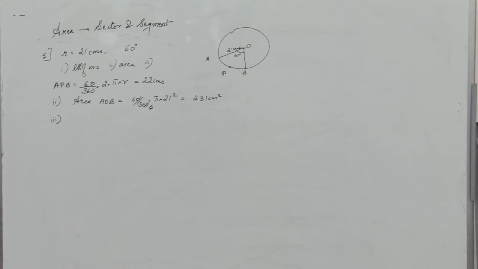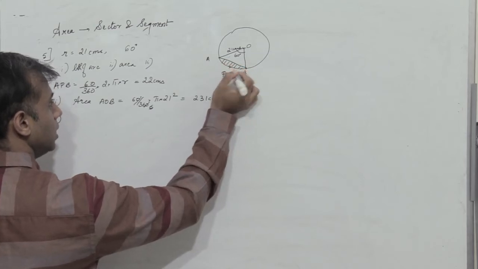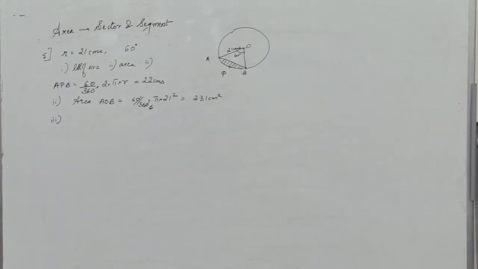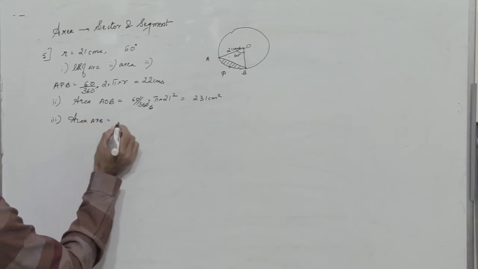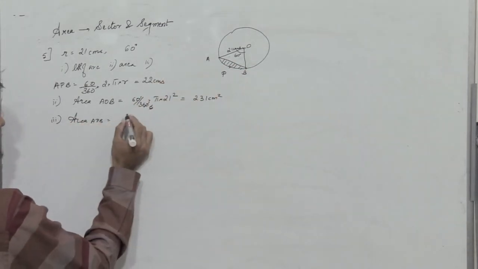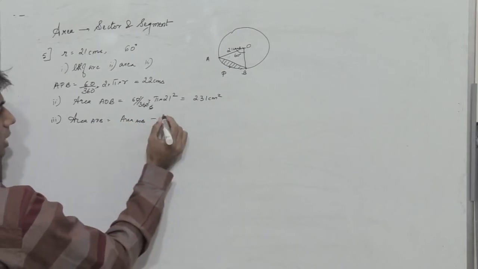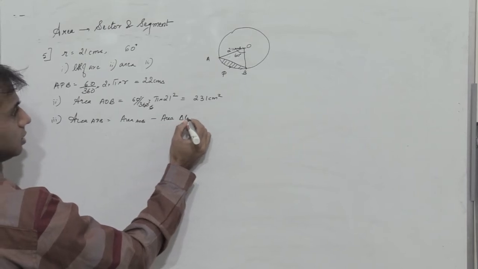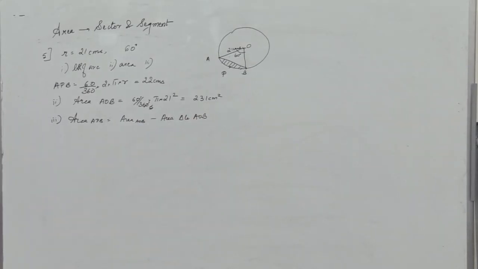3, we need to find the area of APB. If I join A and B, I need to find the area of this shaded region. So the area of APB is the area of the entire sector AOB minus the area of the triangle AOB. Right? So we have already found the area of the sector, which is 231, and we need to find the area of the triangle.